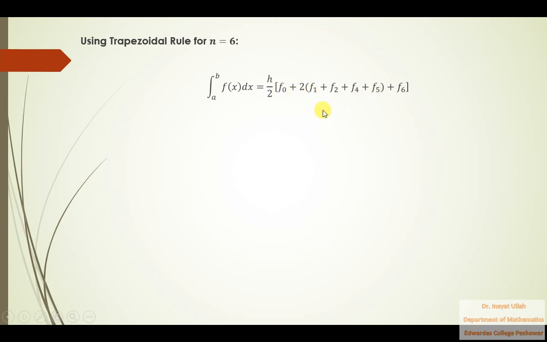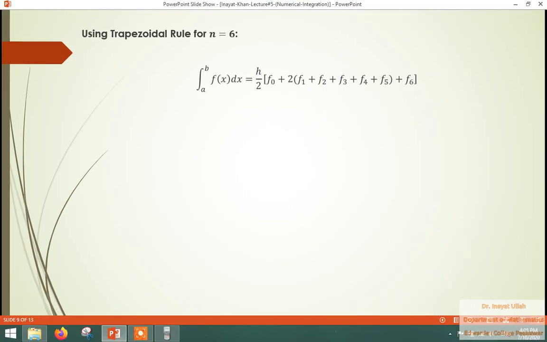After f0 there is f1, f2, f4, f3 is missing here. Yes, of course f3 is missing here. We need to write f3 here. So here we have inserted f3. So this is the trapezoidal rule: f0 plus f6, because the table goes up to f6, plus 2 times the sum of the rest of the function values, 1, 2, 3, 4, 5, and the last one is this 6.